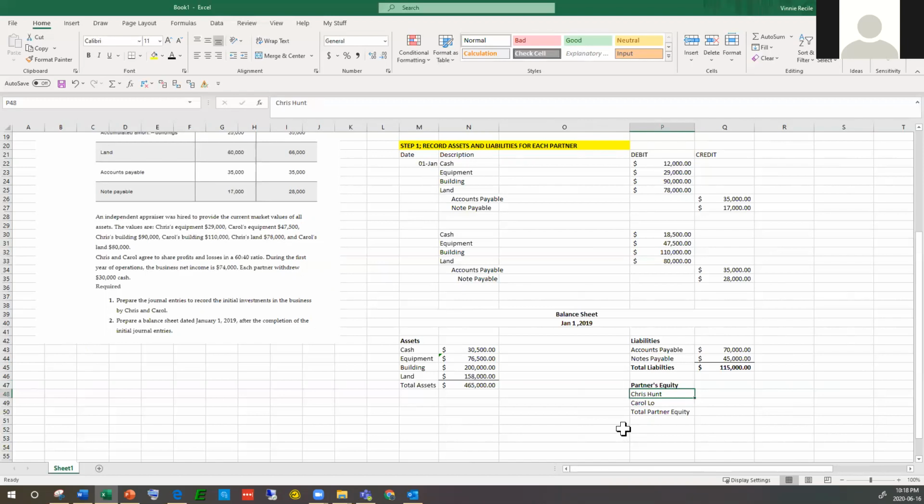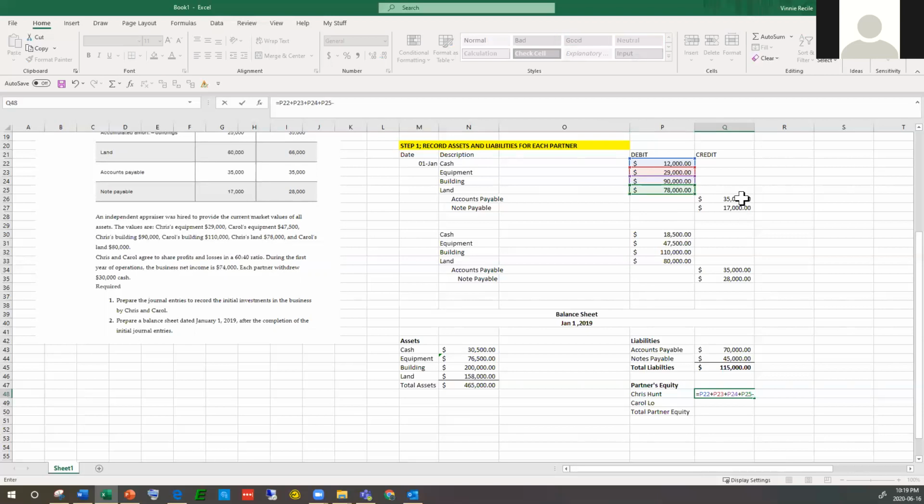And so how are we evaluating the equity here? We are evaluating it based upon the assets less the liabilities of what each partner has contributed. So in Chris Hunt's case, we're going to take the assets and we're going to subtract the liabilities, and we're coming up with 157. So what did I do? I added the assets, as you see in the formula bar here, and I subtracted the liabilities.